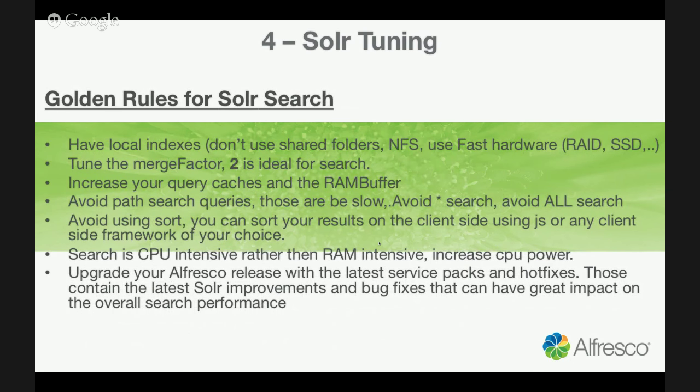Golden rules for Solr search. So have local indices and fast drives, very important. Tune the merge factor to 2, that is ideal for search. Increase the cache sizes. In this case, we are trying to tune for search response time, so we need to increase the caches and the RAM buffer. And we should, to the best of our knowledge, avoid path search queries. Those are known to be slow. Avoid star and all search. Avoid using sort on the Solr queries. You can sort the results on the client side using JS. That's much more performant, or any other client-side framework of your choice.